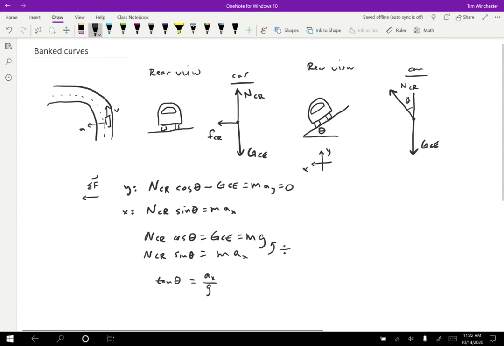Okay, so let's plug in some numbers. Let's say that the radius of the curve is equal to 100 meters. And let's say that the speed that we want the car to be going is 25 meters per second. That's about 55 miles an hour. And then let's see what we come up with.